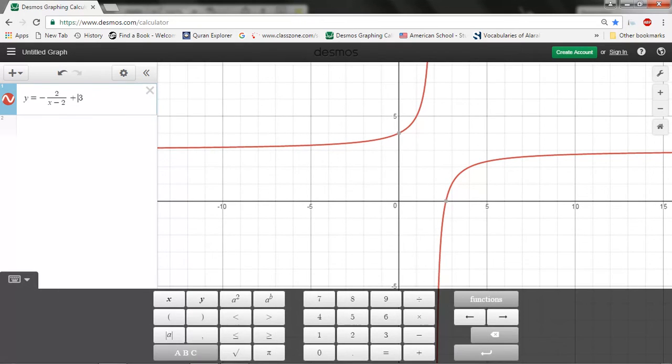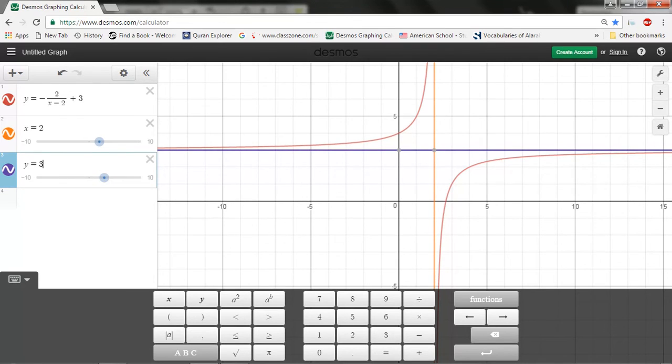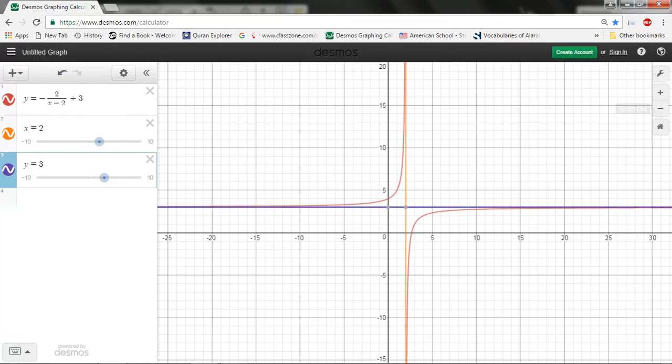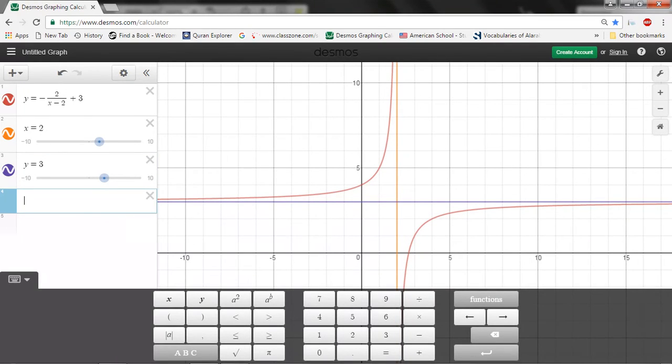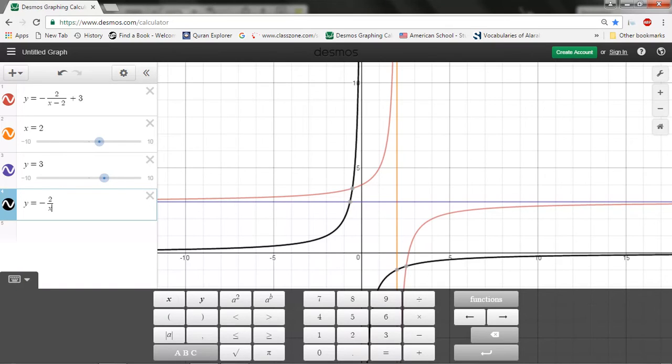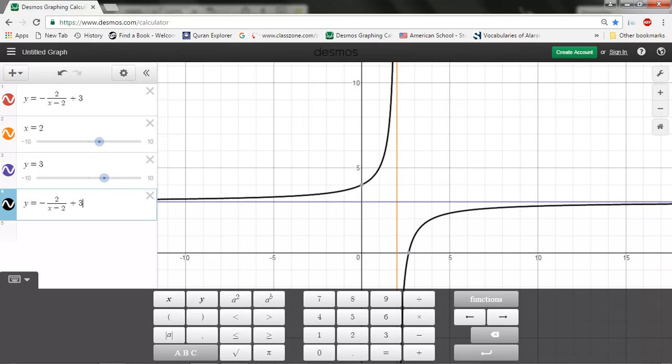There we go. See that? Okay, so I'm going to graph the asymptotes now. x equals 2. And then we have y equals 3. See? Got it? Now, I'm going to graph another graph over here. It will be the parent function without this 2, okay? So it's good, because I want to show you this. Negative 2 divided by x minus 2, plus 3. These two are the same functions.